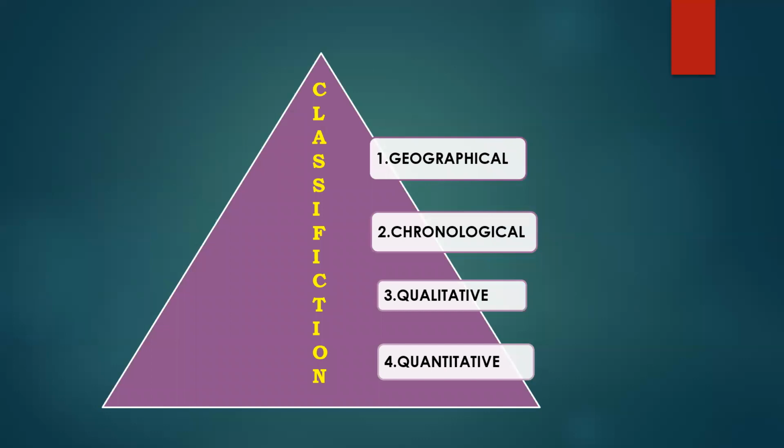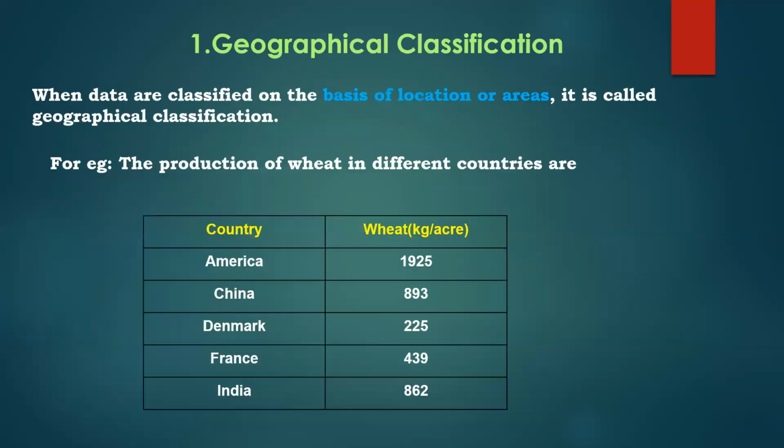Next, we'll see what are the types of classification. There are four types of classification. First is geographical, second is chronological, third is qualitative, and next is quantitative. First, we'll go for geographical classification. When data are classified on the basis of locations or areas, it is called geographical classification.